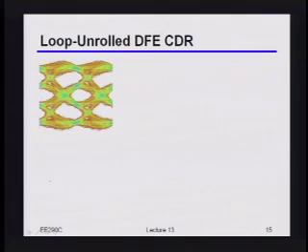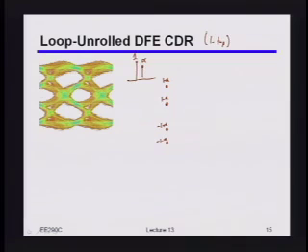Remember, in a loop unrolled DFE, if I just have a one-tap loop unrolled DFE, and the channel I'm dealing with is 1 and then a first postcursor of alpha, what I'm saying is that every data bit can have any one of four possible analog values. So it could have 1 plus alpha, 1 minus alpha, minus 1 plus alpha, minus 1 minus alpha. Okay?